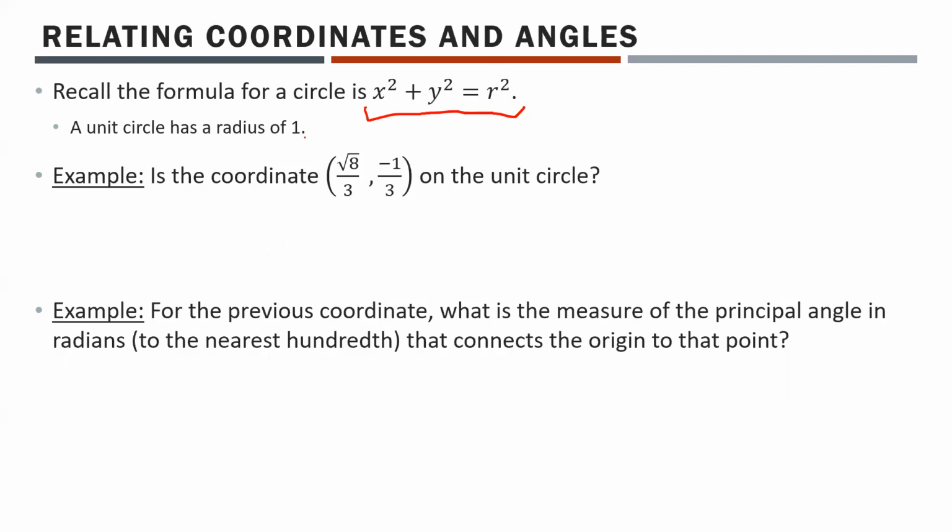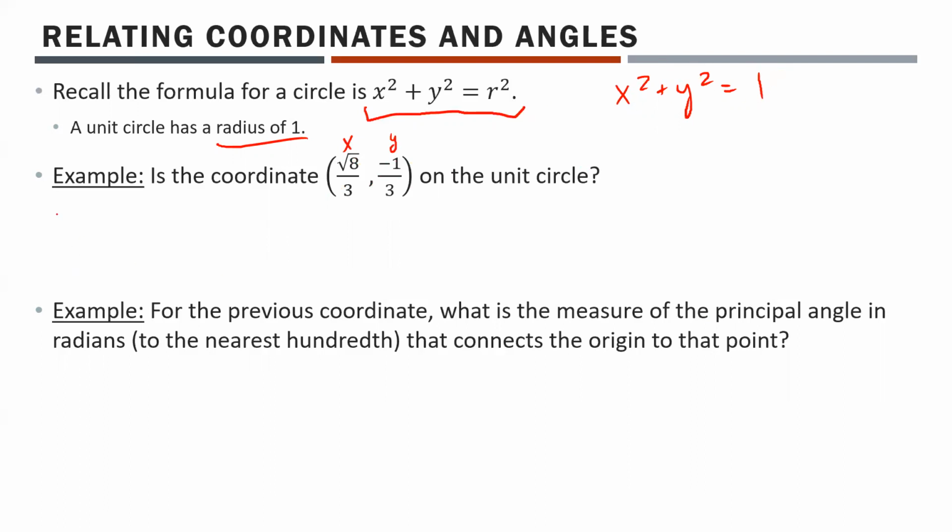Now keep in mind, of course, a unit circle has a radius of 1. So a unit circle's formula would become x squared plus y squared equals 1 squared, and 1 squared, of course, is just 1, right? So here's a couple examples. Is the coordinate root 8 over 3, negative 1 over 3 on the unit circle? Well, if you're ever given a question like this where you're asked to determine if a coordinate is on the unit circle, you can use the equation of a unit circle to confirm that. This, of course, is our x, and this one is our y, so we can just plug these in for our x and our y and see if it equals 1.